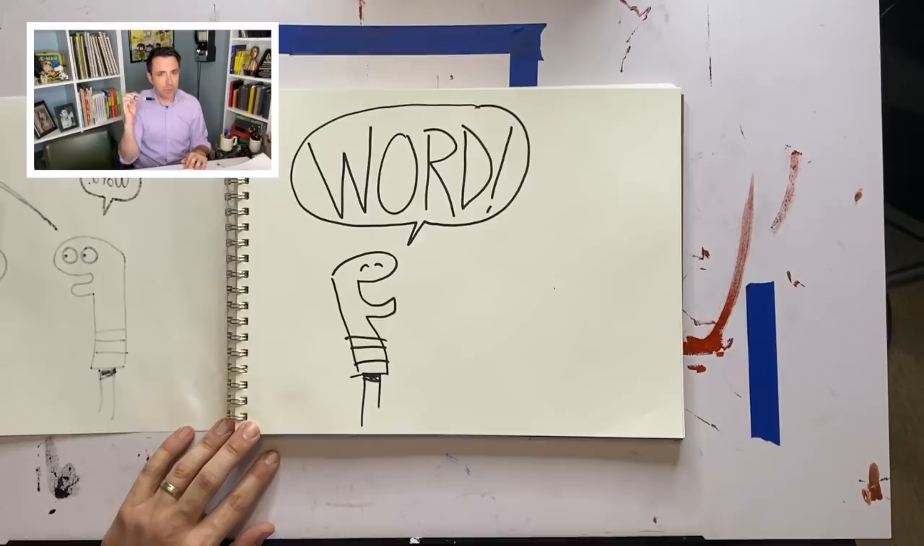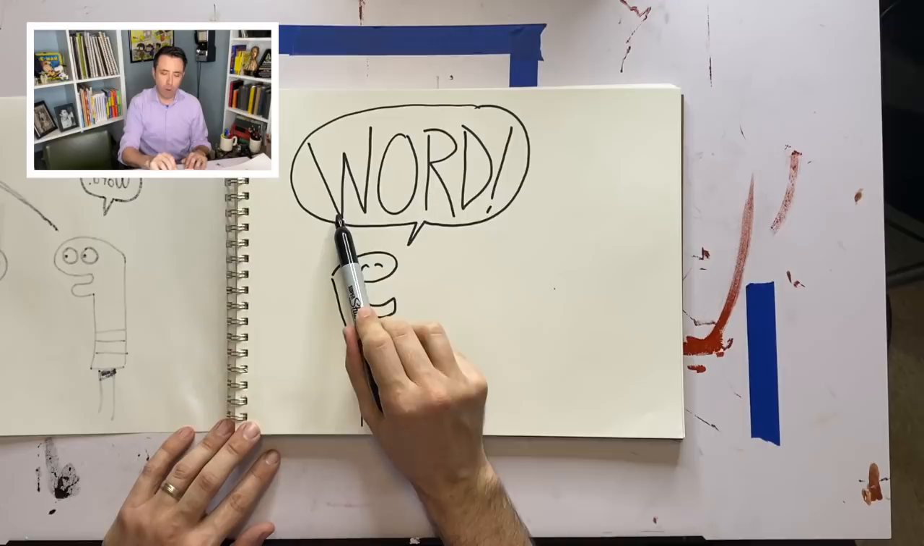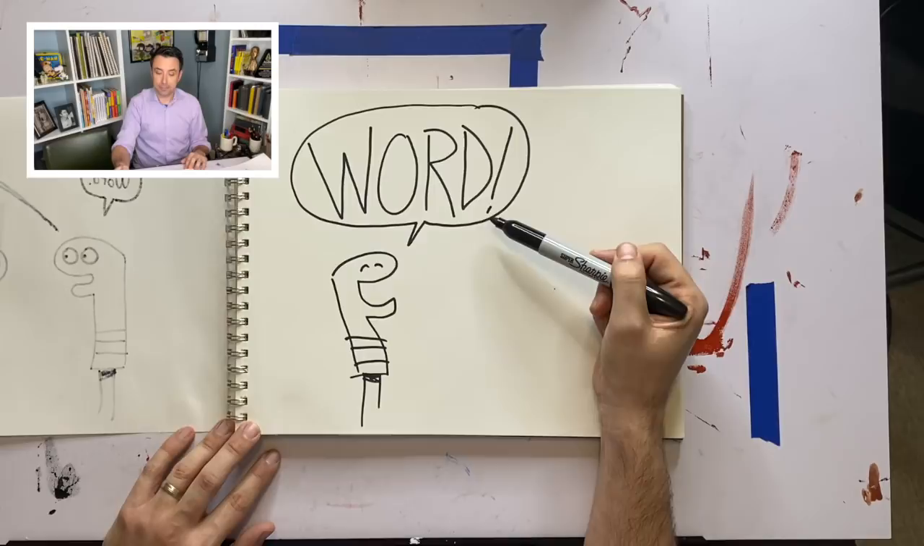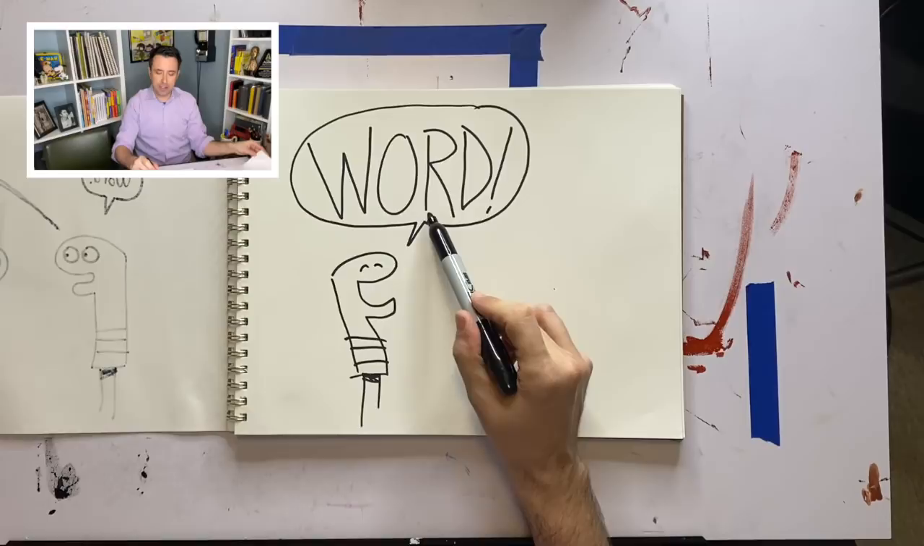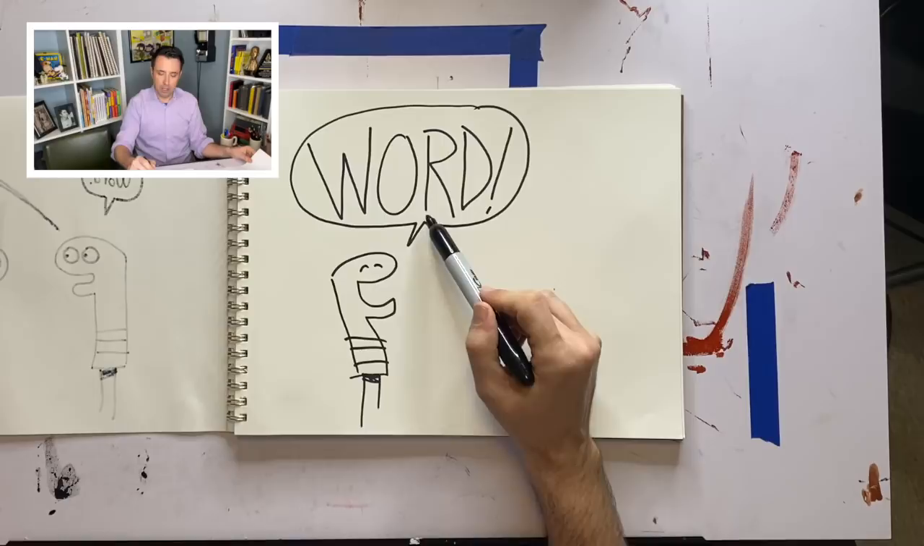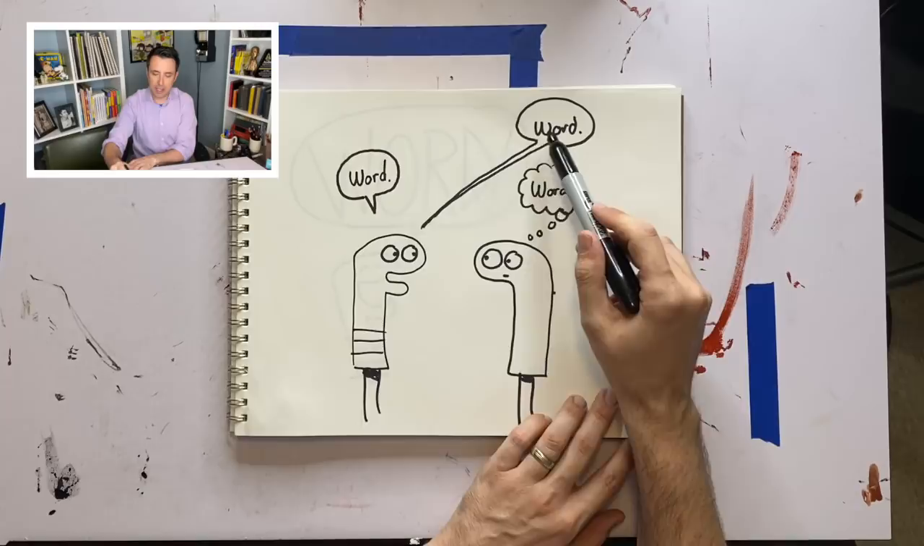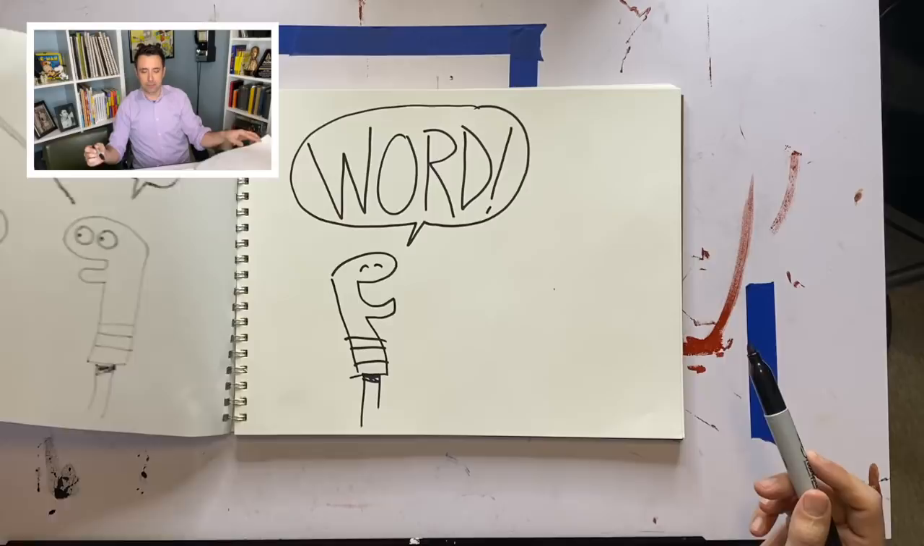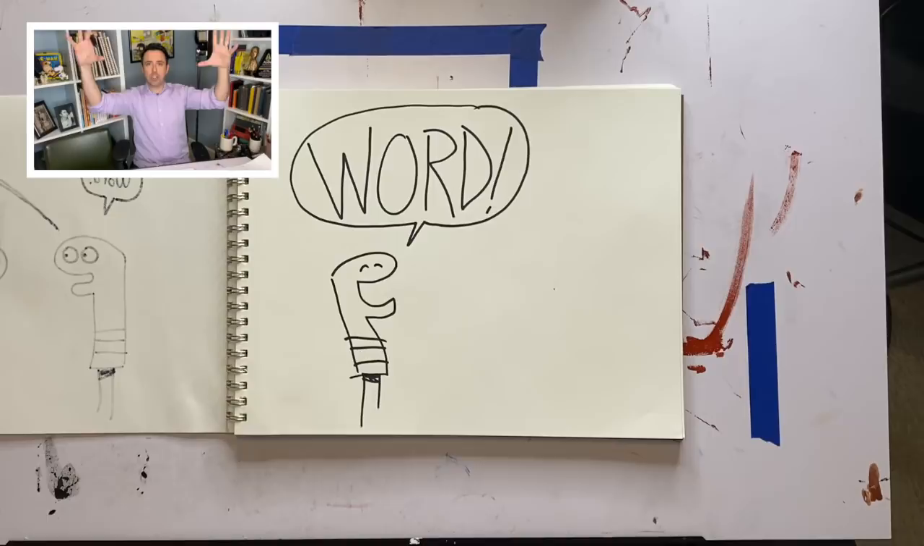A couple of things. One, I used all capitals. I used an exclamation point. The word is physically big. But also, there isn't a lot of blank space between the letters and the border. Here, here, and here. You see that comfortable amount of white space I left between the letters and the border? I didn't leave any. So it seems like that character is speaking so loudly that eventually those letters are going to burst out of that bubble and just be so loud.